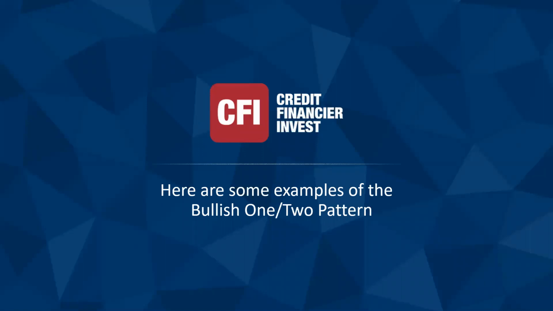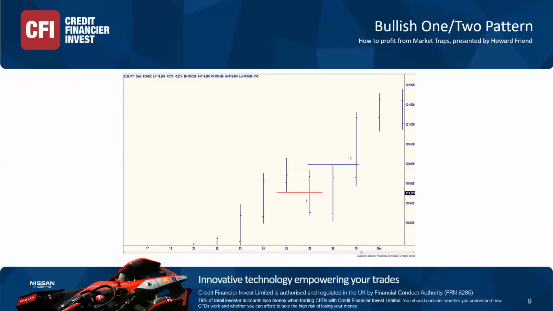So let's see a few examples of the bullish 1, 2. First example is Euro Yen, daily chart of Euro Yen. And the chart starts off with a good sign of strength. What we're seeing here is several consecutive thrust bars where the close is above the previous bar's high. So this is aggressive demand. This is what we need to take us into a bullish situation.